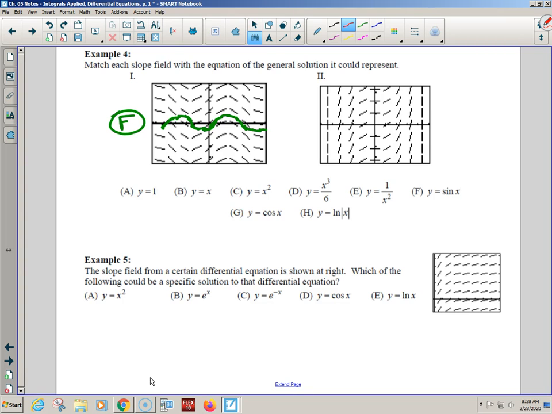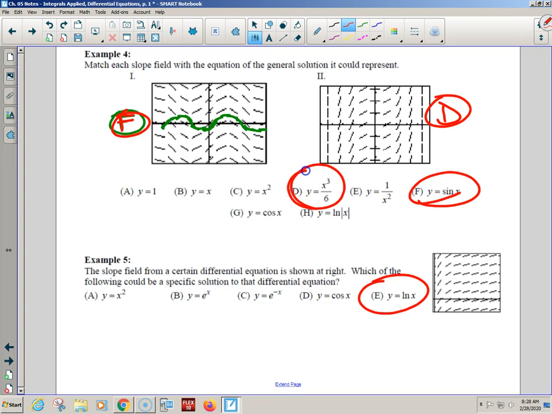Alright, number two. Number two. What do you guys match it with? D. Yeah, because it's a cubic, right? Yeah. So D goes with number 2, and F goes with number 1. But how about the next guy? E. Yeah, definitely not any of these guys, right? Although some of you might have thought him an E, but an E with a negative on the inside flips it horizontally, not vertically. Out in the back's check.